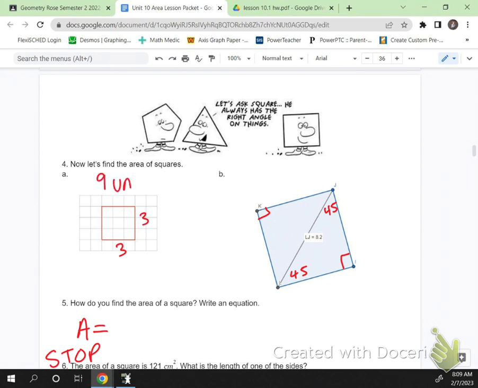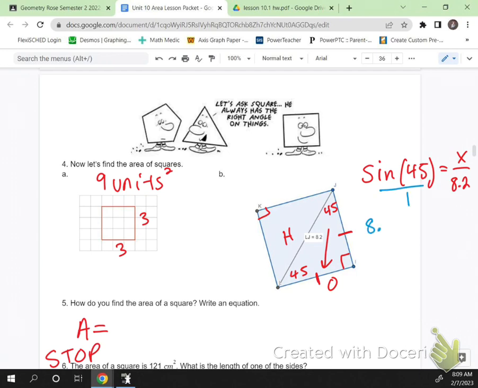Recalling the angles. Keep working on part B. Let's see if you can figure out the side. 5.8. Remember, these two should be congruent. So I just have to do trig one time. Opposite over hypotenuse. I'm going to set up the sine. The sine of 45 equals unknown over 8.2. So then when I cross multiply, it's going to be 8.2 times the sine of 45 equals x.